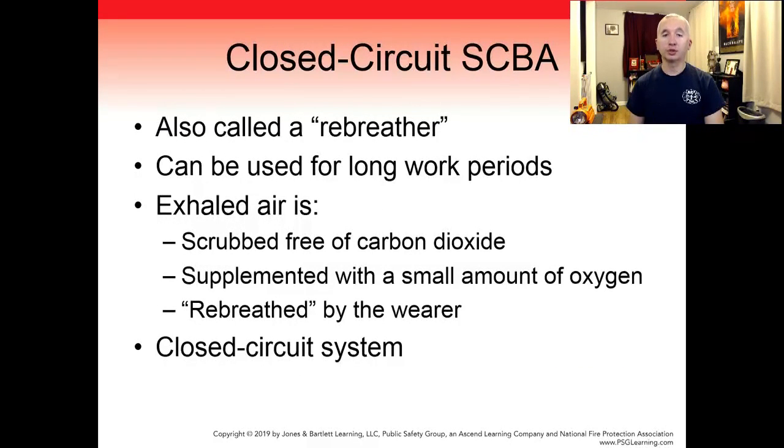With the closed circuit SCBA, this is commonly referred to as a rebreather. It can be used when long-term work periods are required. Exhaled air is scrubbed free of carbon dioxide and supplemented with a small amount of oxygen, which is rebreathed by the wearer. It is a closed circuit system because no exhaled air is released into the outside environment.